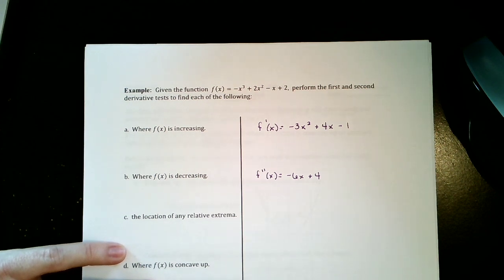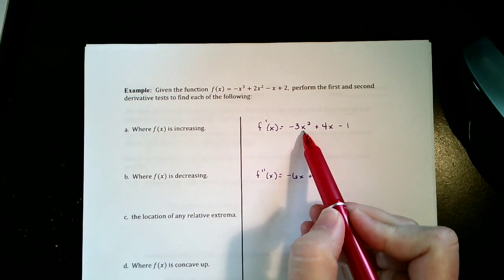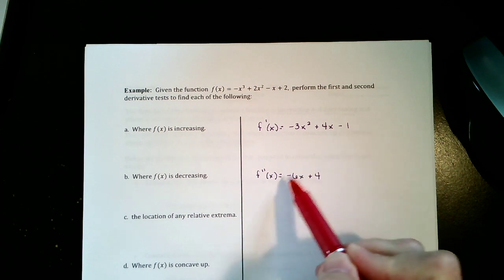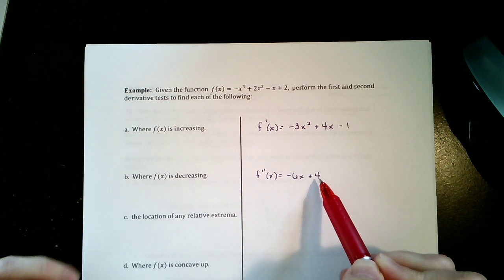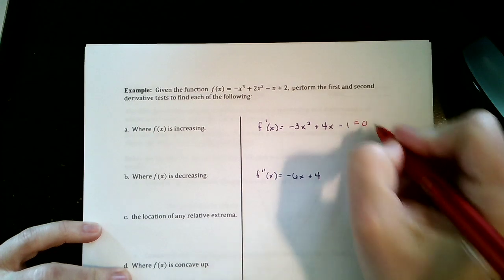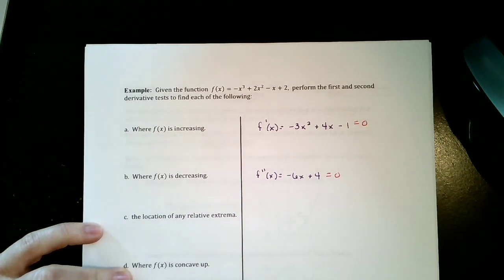All right, so hopefully you found the first derivative to be negative 3x squared plus 4x minus 1, and the second derivative is negative 6x plus 4. Okay, we now need to set both of them equal to 0, and we need to solve for x.